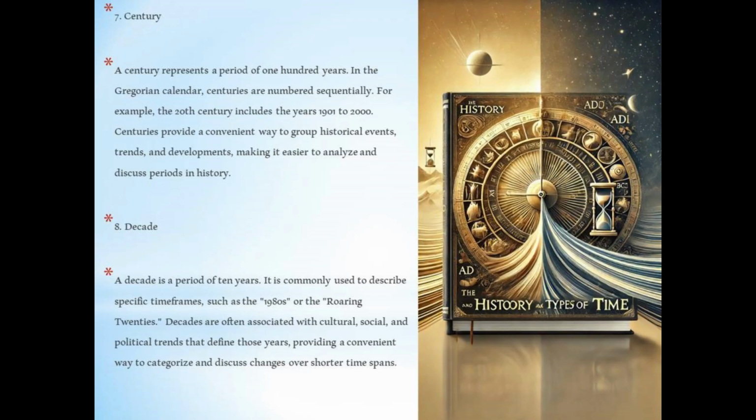Number 8, Decade. A decade is a period of 10 years. It is commonly used to describe specific time frames, such as the 1980s or the Roaring Twenties. Decades are often associated with cultural, social, and political trends that define those years, providing a convenient way to categorize and discuss changes over shorter time spans.